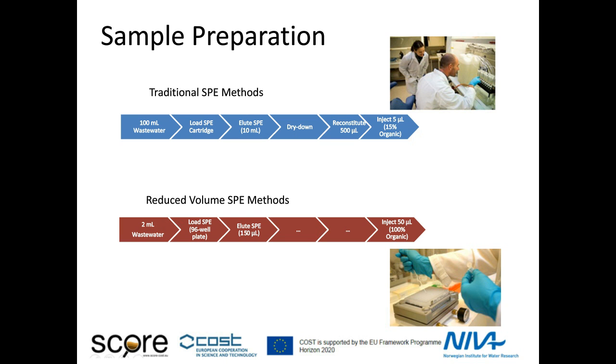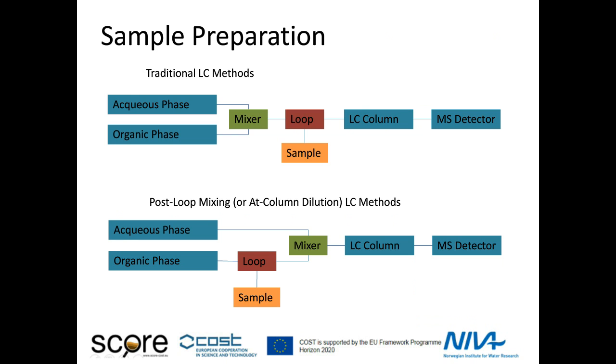A traditional high pressure mixing LC system, like an Acquity UPLC, has an aqueous phase and an organic phase, a phase A and a phase B, for example. They go through a mixer, which is shown in green. After the mixer, you have the loop, where the sample is introduced, and then it goes onto the LC column and then to the detector. That's fairly standard. Hopefully that's not too unfamiliar for most people running high pressure mixing systems.